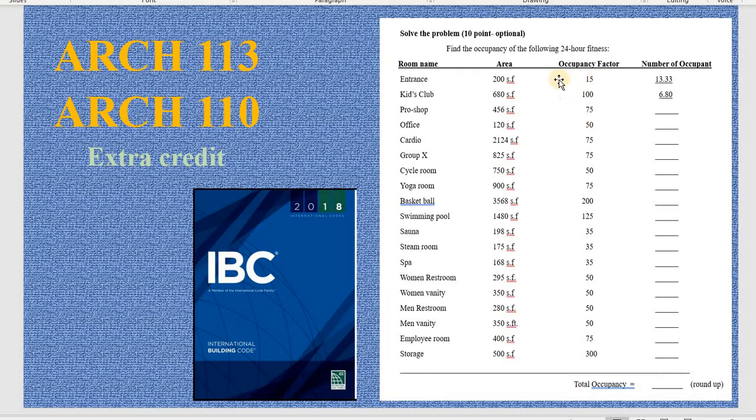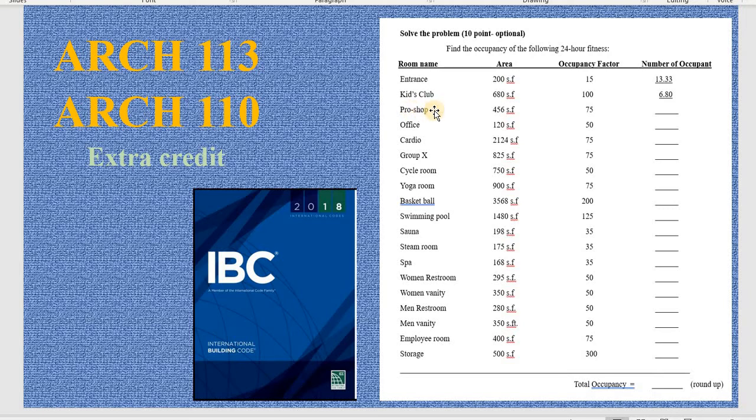So that's why if you look at occupant factor, that means the maximum allowable area for one occupant to use. For example, you see storage, you need 300 square feet for one person. So if it is 500 square feet of area, you don't need a lot of people in the storage, just one or two people. So if you want to look for the number of occupants, you take the area, you divide by the factor, and you get this number.